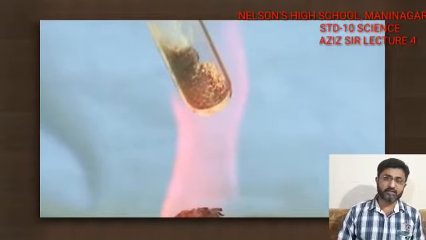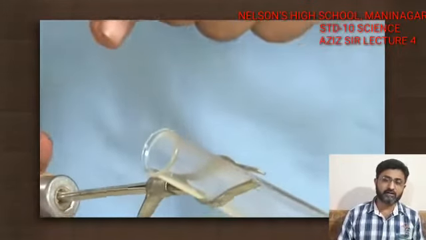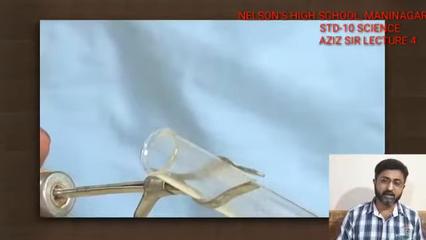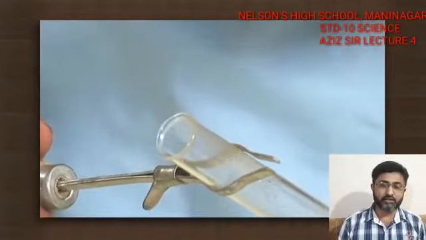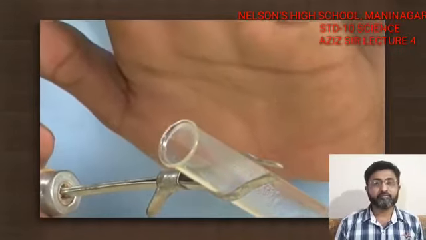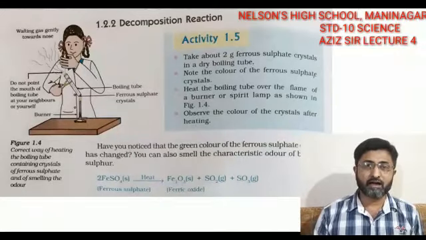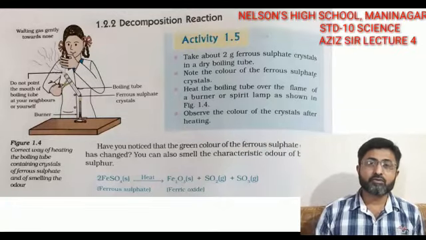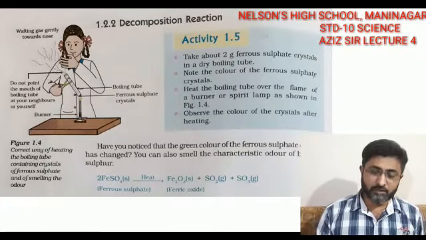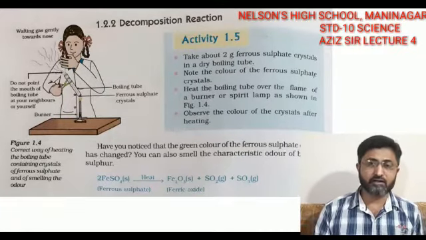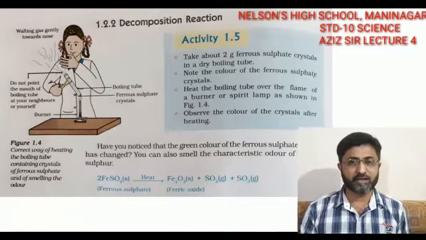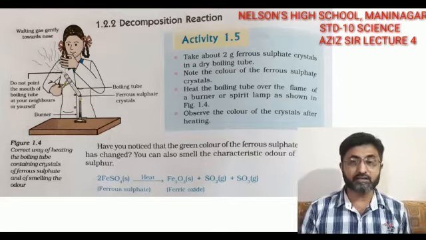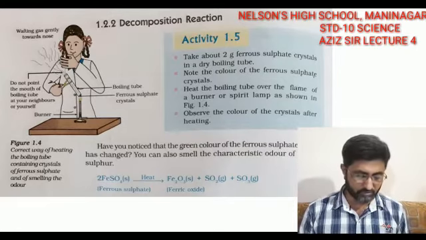So we can say that the greenish ferrous sulfate with some water molecules has decomposed into ferric oxide, and after that it has formed sulfur dioxide gas, which is yellowish in color, and sulfur trioxide gas, which is also yellowish in color. The mixture of gas which is coming out is basically sulfur dioxide and sulfur trioxide.